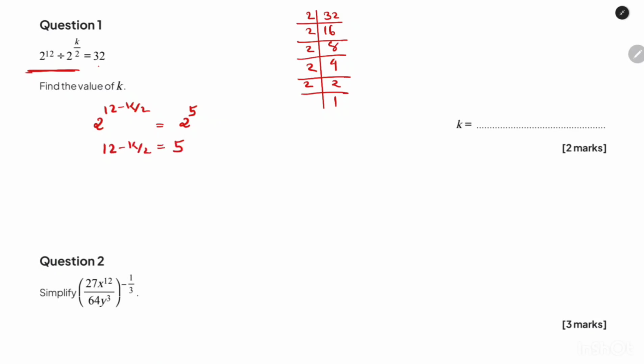Here I want to make k the subject because I want to find k. So first this minus k by 2 will shift here and become plus k by 2, and this 5 will shift here and become minus 5. So 12 minus 5 is equal to positive k by 2. 12 minus 5 is 7, and that equals k upon 2. Now to make k the subject, this 2 which is in division will go in multiplication with 7. So k will become 7 times 2. So k is 14.